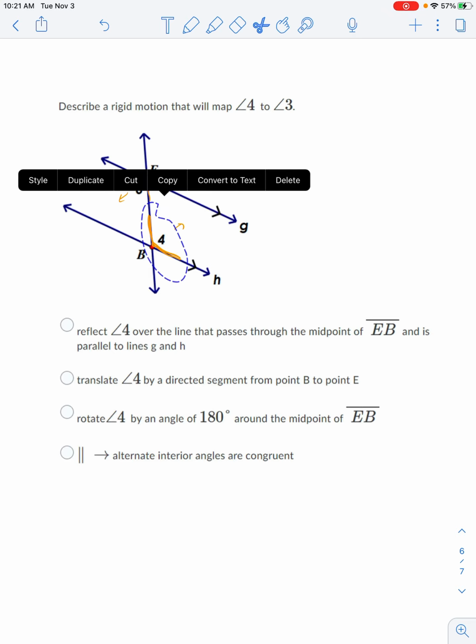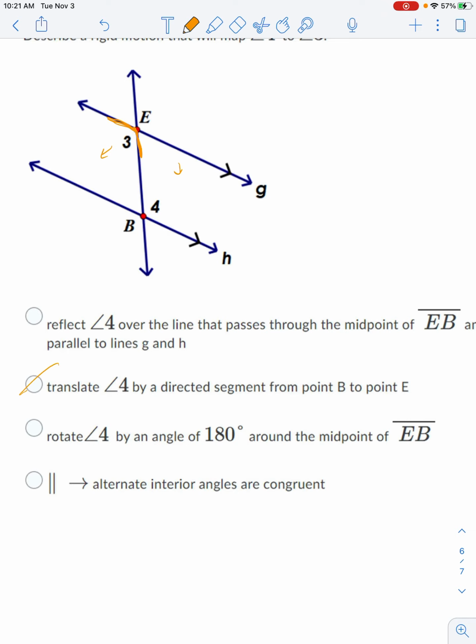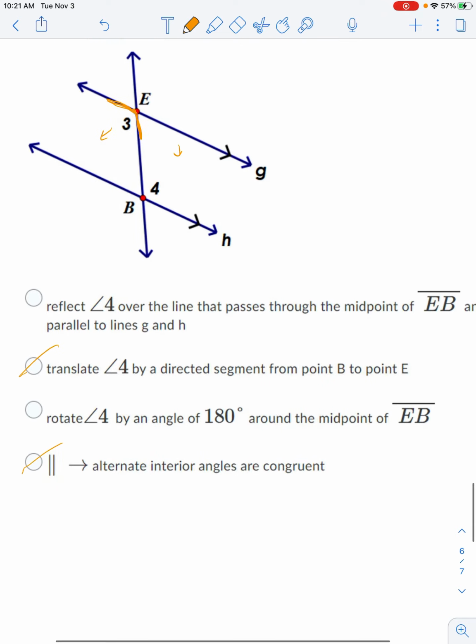Instead, for this one, what we want to happen is we want this one to not just move, but also to rotate around, and then it will land on angle 3. So we know we want a rotation here in order for it to rotate from opening up to opening down. So a translation won't do. That is not even a rigid transformation.